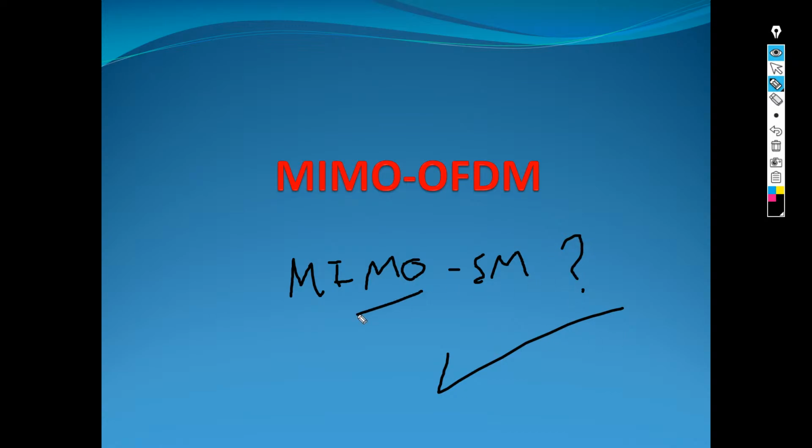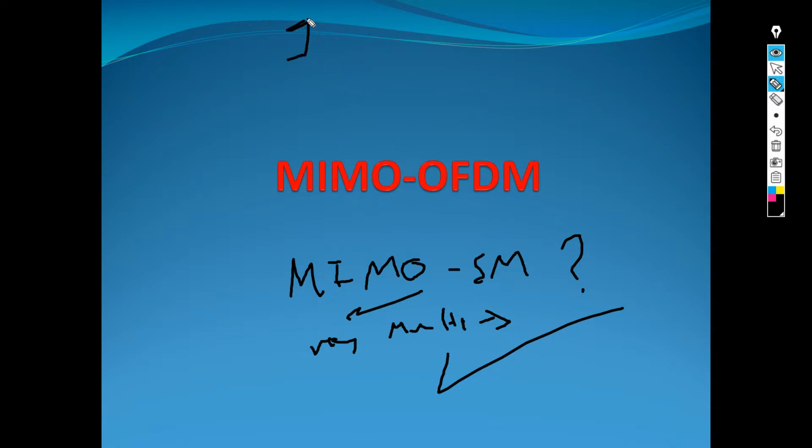For this to work, it requires multipath. Multipath is important. Now, what does this mean? This means that if you have an additive white Gaussian noise channel, does this technique work? No, it doesn't work. Why? Because we call it, in math, the rank of the channel. The rank of the channel is not full.